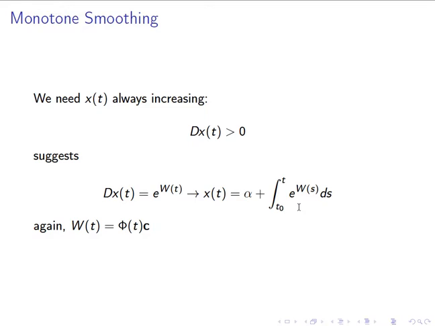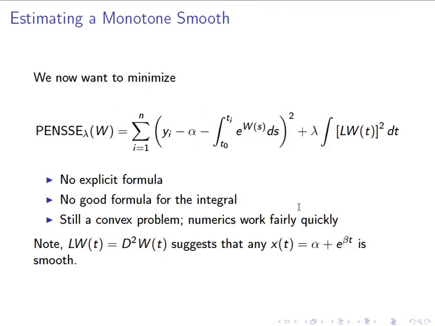So now we have this formula for x of t. So now we can estimate w of t directly without any constraints, instead of estimating x of t, right? Because there are no constraints on w of t, we can write w of t as a linear combination of the basis functions. So w of t here equals phi of t transpose times c. Now we can estimate these basis coefficients by minimizing the penalized sum of squared errors.